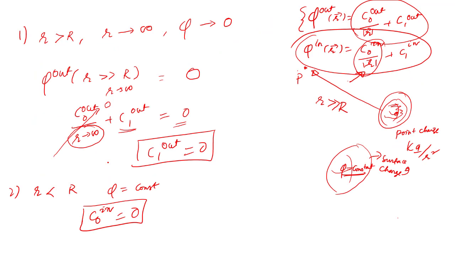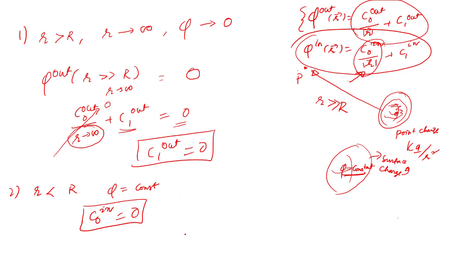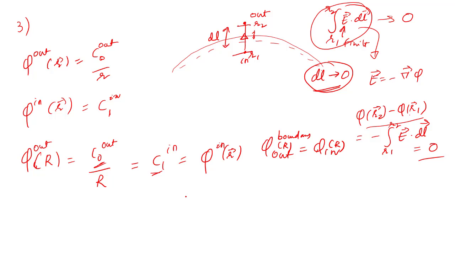We started with 4 unknowns, right? We started with 4 unknowns: C0 out, C1 out, C0 in, and C1 in. Then we applied the first boundary condition, that is, at infinity the potential should go to 0. Using that, we knocked out one of the constants, so we had 3 left. Then we made the argument that inside the conductor phi is constant, so we knocked out another constant. And then using the boundary condition that the potential should be continuous, we found a relationship between C1 in and C0 out. So now if I determine one of these, then I should have no problem determining the other.